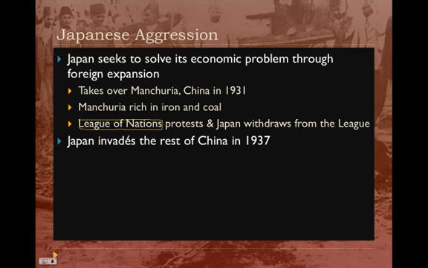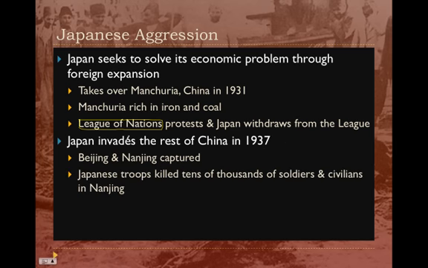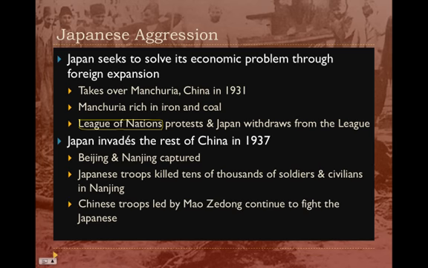And 6 years later, Japan's like, if a little Chinese is good, more is going to be better. I know myself, I can never have enough Chinese food, so they decide to attack. And they attack Beijing and Nanking. We're going to talk about Nanking, really depressing stuff. Japanese troops kill tens of thousands of soldiers and civilians in Nanking, and during that, the Chinese troops are led by Mao Zedong.